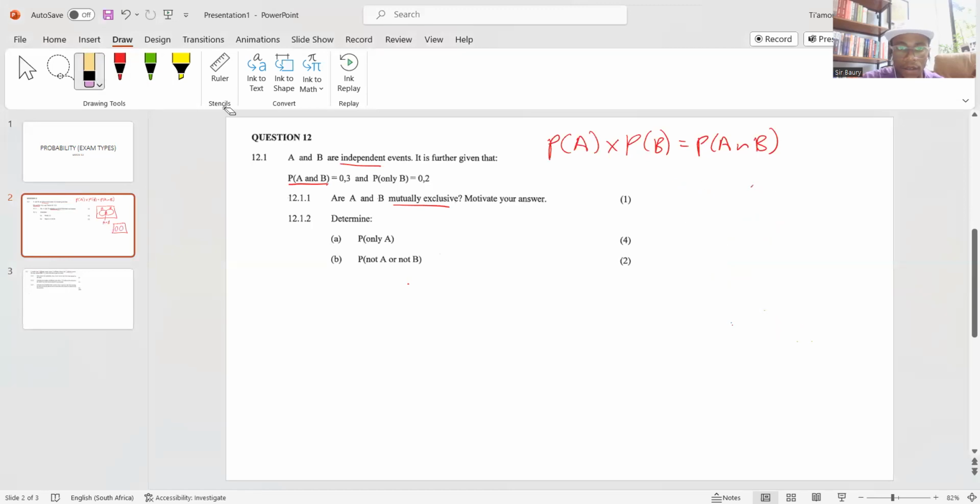So we're going to say for 12.1.1, no, the probability of A and B is not equal to 0. So then I go to 12.1.2. Determine the probability of A only.